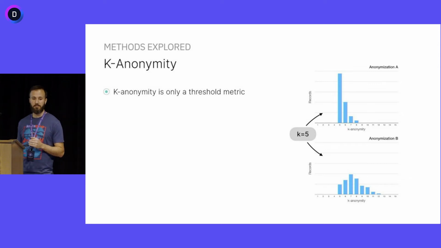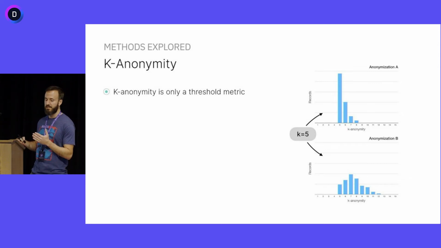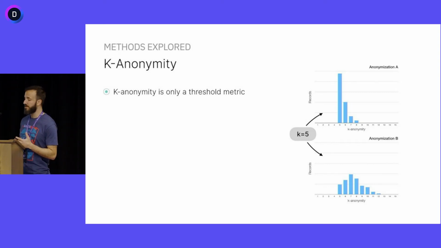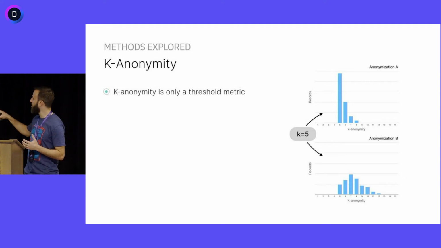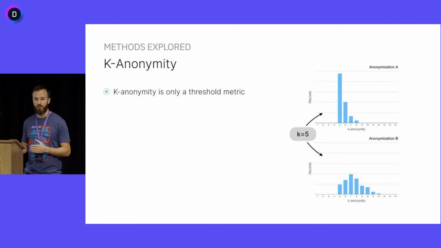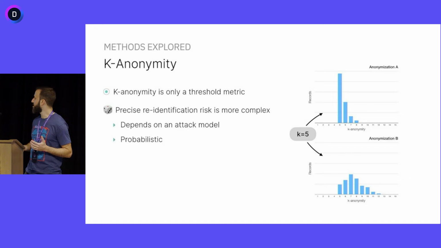And so what that means is, this is an example. You have the same data set anonymized using 2 different functions. And you can look at the distribution of record level k-anonymity and see that it is different across these data sets, despite the fact that the k-anonymity is 5 for both. And so these would have different real world risk. So we need more metrics to get a complete picture of what's going on.